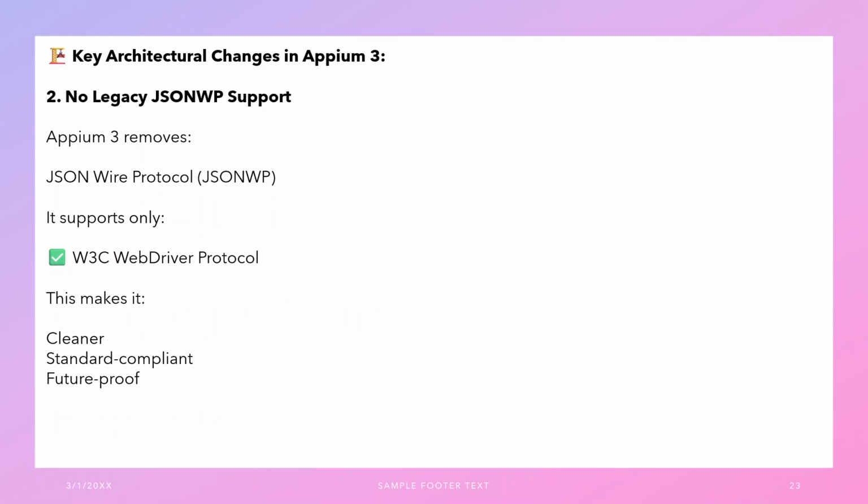The next one is no legacy JSONWP support. As you know, in previous versions of APM, in APM 1 and APM 2, the communication used to happen by using the JSON Wire Protocol. Coming to APM 3, they have removed the JSON Wire Protocol and implemented the W3C WebDriver protocol. It is a standard with compliance, future proof, and cleaner. So this is a very important architecture change in APM 3, that is, no legacy JSONWP support.